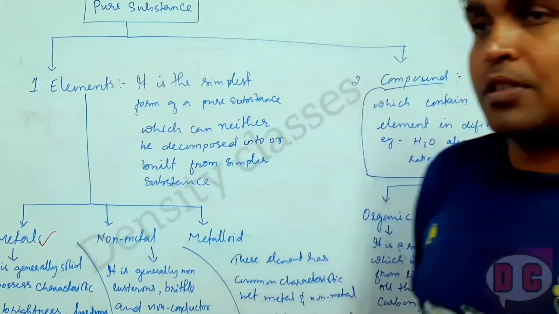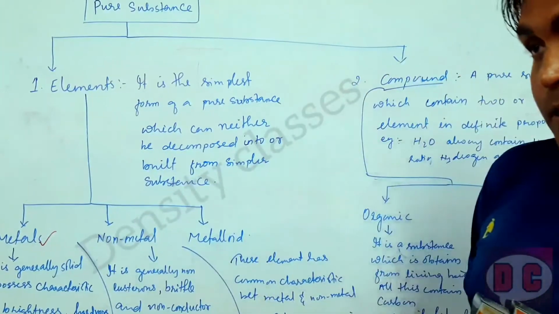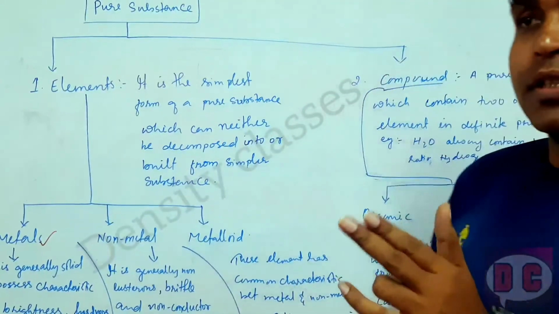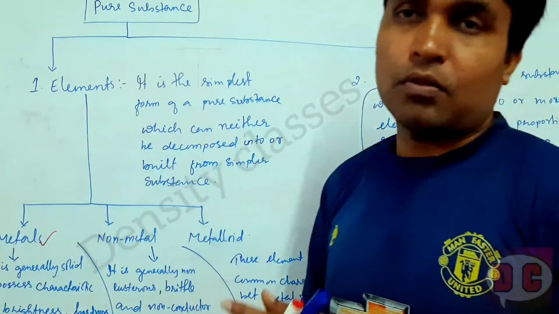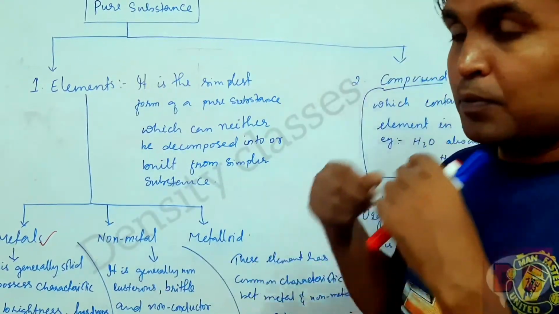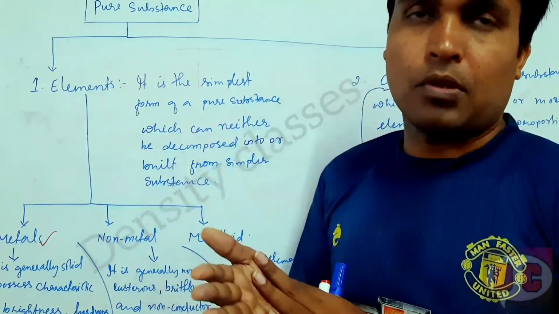Students generally get confused between compounds and mixtures. A compound is made up of two or more substances, and a mixture is also made up of two or more substances. But what is the difference? In a mixture, the composition is not fixed. How much you want to add, you can add, up to whatever extent you want, provided the identity is not lost.